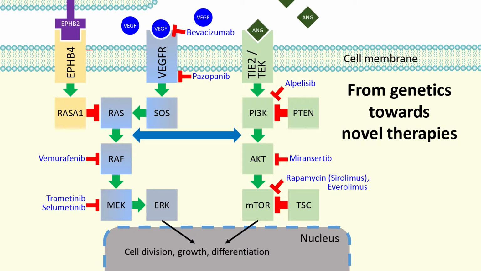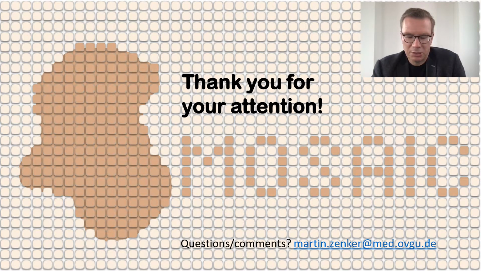Finally, I want to point out that the knowledge about the underlying genetic cause of a mosaic disorder, specifically in the case of vascular malformations, may have therapeutic implications as new therapeutic strategies are evolving that are using specific inhibitors, and therefore it is important to know where the dysregulated pathway signaling is taking place. With this, I want to finish and thank you for your attention.